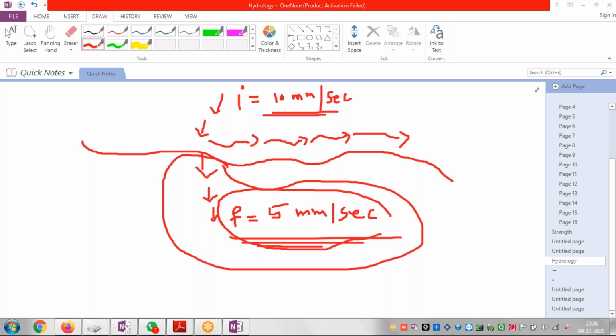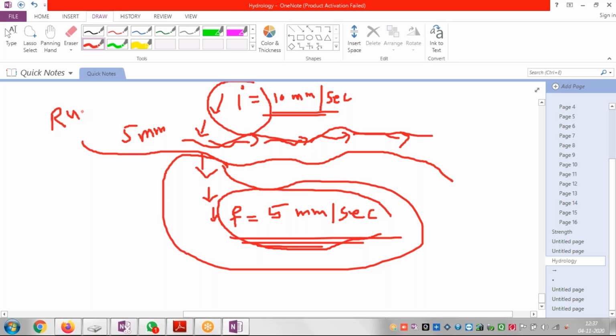See here, rainfall is coming at 10 per second, but the soil is accepting this water at only 5 per second. Means what? The remaining 5 will flow onto the surface. It means the rate of rainfall is more than the rate of accepting, or the rate of infiltration. So what will happen? Runoff will occur. Runoff means the remaining water will flow on the surface, and it will meet somewhere in the river or somewhere in the sea.